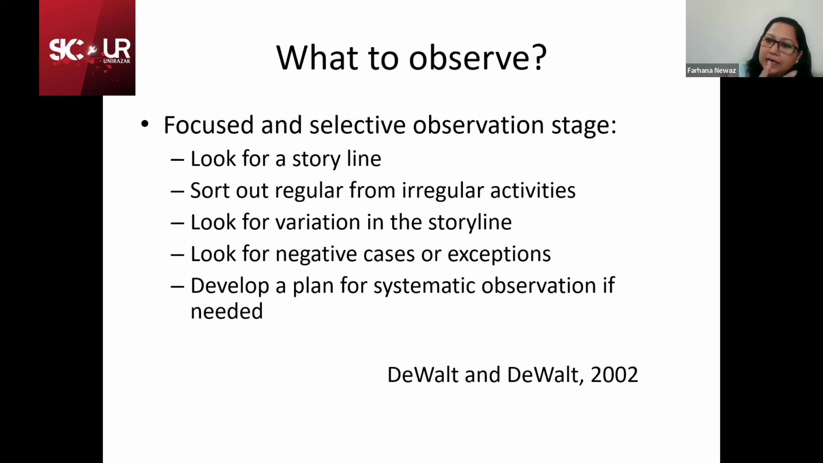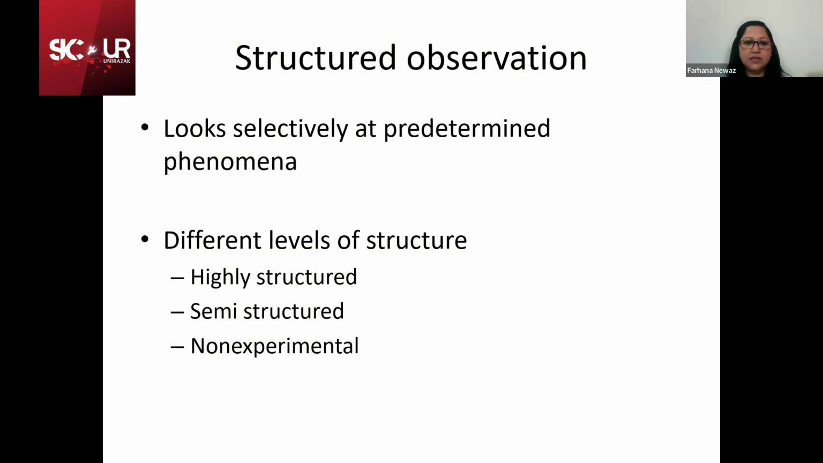If you see any negative or exceptional cases in your study setting, you also need to observe and write them down. Then we go for structured observation. We actually went through participative observation earlier. Now, if we want to get a bit more data, we can use structured observation, where you need to have predetermined activities listed down that you are going to observe. This structured observation can be highly structured, semi-structured, or non-experimental.